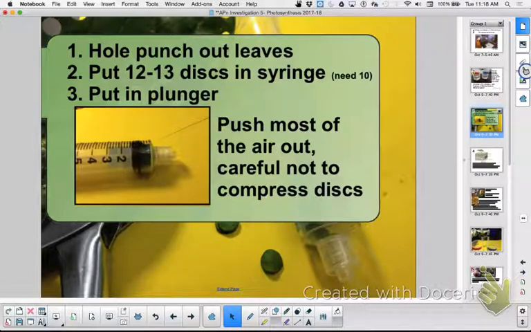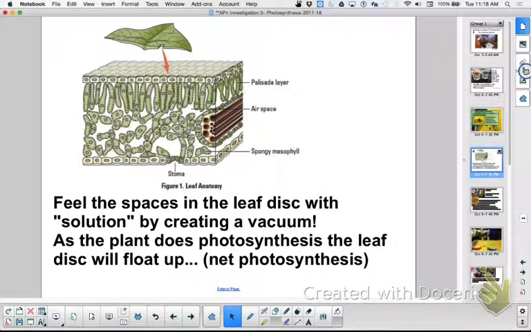Okay, then all I need to do is draw up how much water? Do you remember? Not 98. You know how much? 5 mils. So draw up about 5 mils of water. Now, why are we drawing water up into this syringe? What am I trying to create in here? Vacuum. And the reason is those leaf discs have air space in them, and I want to replace this air with what? Water, so they will what? Sink.